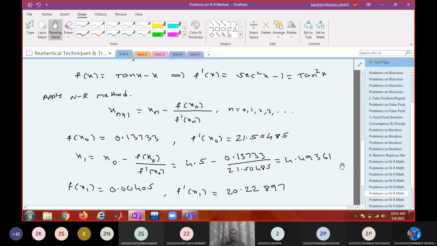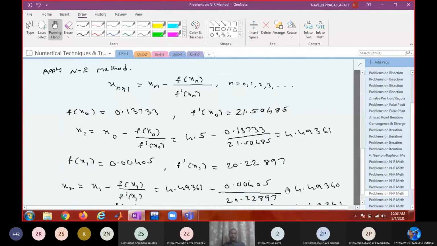Yes, sir. So then substitute these values in the x2 iterative formula. So x1 minus f of x1 by f dash of x1. x1 is the previous approximation, 4.49361, minus f of x1 is 0.00405 divided by f dash of x1 is 20.22897. So when you simplify this, you should get this value, 4.49340.